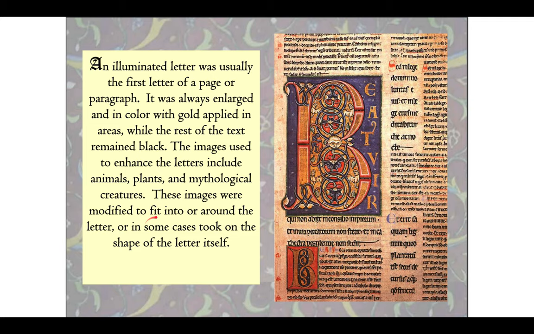This is an example of an illuminated letter. You can see in here there are mythological creatures, animals, and plants. Some of the plants are woven into the letter, and some of the creatures are fitted around the letter. You can see the gold leaf here, so it all kind of works together. So this is an actual example of an illuminated letter.